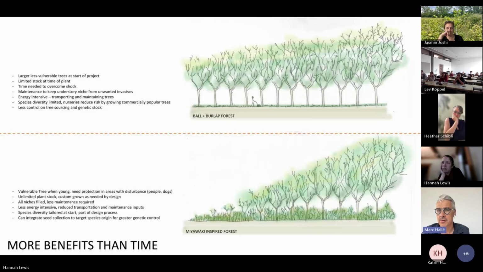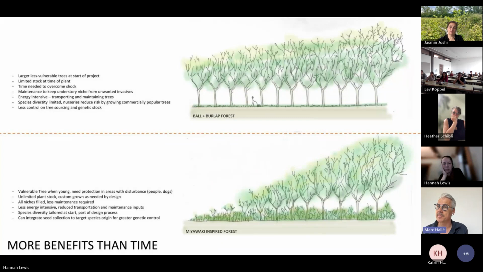So this is an issue that we need to address as well. If we look at the Miyawaki method on the bottom, maybe a drawback would be that the vulnerable tree, when young, needs protection in areas with disturbance. So if you're planting these in cities, you need to protect them because when they're young, they're vulnerable. But some of the benefits: unlimited plant stock, you can customize, they're custom grown as needed by design.